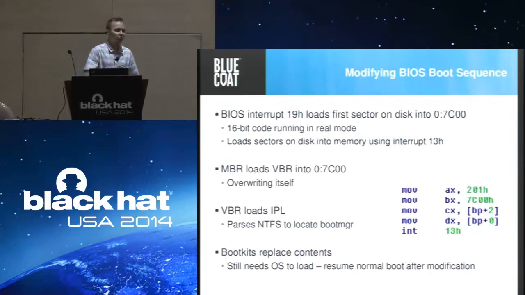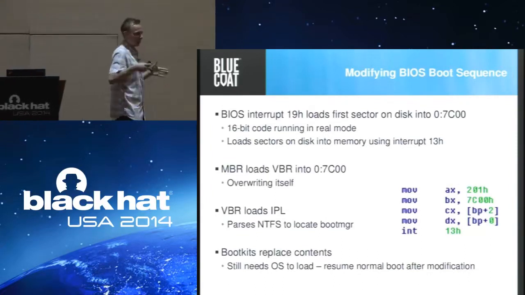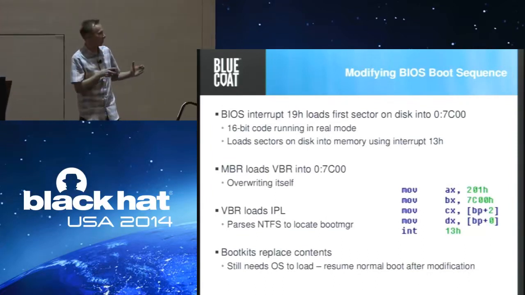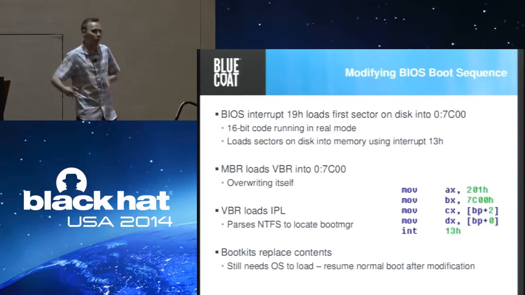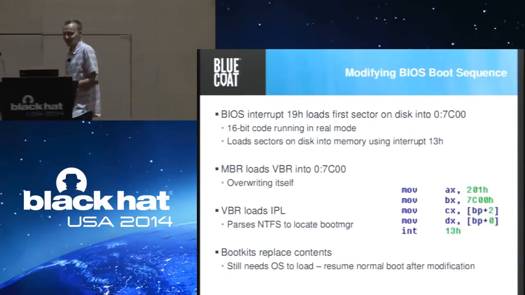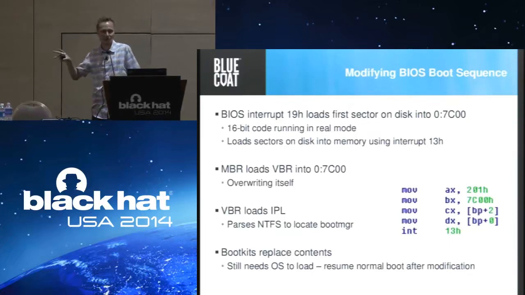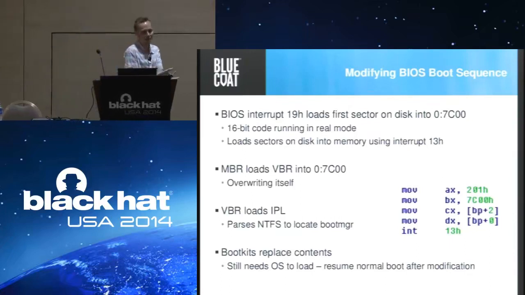So the MBR seeks to load the next stage, which is the volume boot record. And it actually seeks to load it into the same address where it's currently residing. That means it has to overwrite itself, which is, I don't know, funny design, but maybe it made sense in the 70s or something. This means that in order to do this, it has to copy itself to a different memory location, and then load the VBR back into where it used to reside.